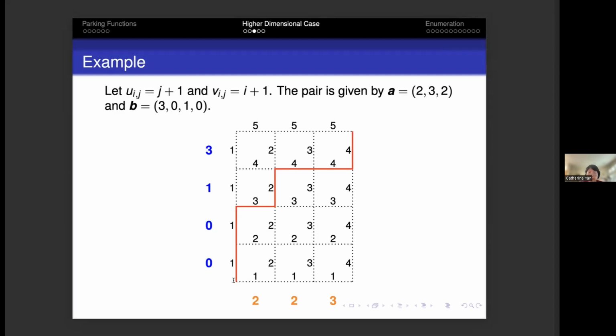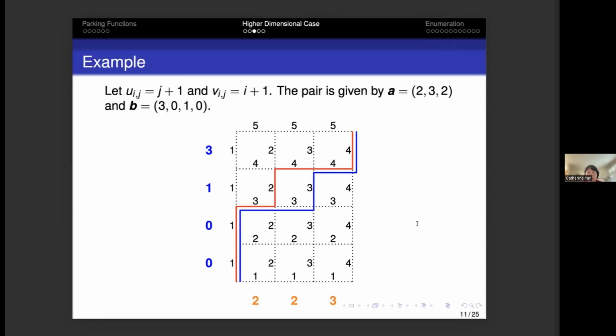When you travel along this lattice path, for each vertical step, you compare the weight with the number on the left, which is the B sequence. For any horizontal step, you compare with the integer sequence on the bottom, which is given by the A sequence. If in all cases the weight on the lattice path is bigger than what appears on the side, then we say this pair of integer sequences is bounded by this lattice path.